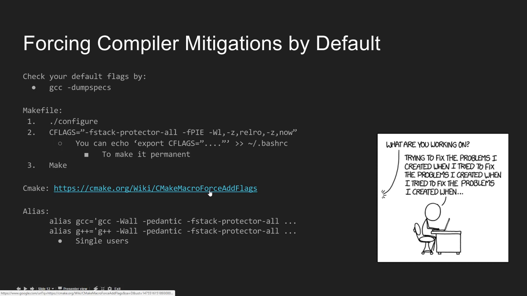For CMake, there's a tutorial here on how to make global defaults for your flags, and so you can do that for any compilers that CMake will use. And finally, you can use an alias, but this is better off for single users because it gets saved in the bashrc, and same for echoing here, if it's only going to get stored in a single user's bash profile.